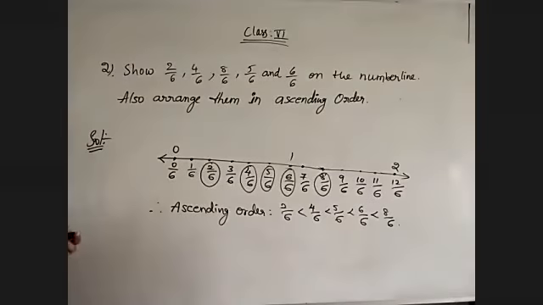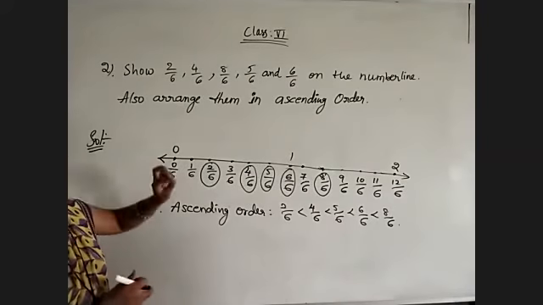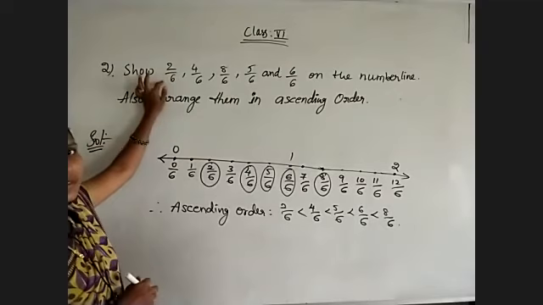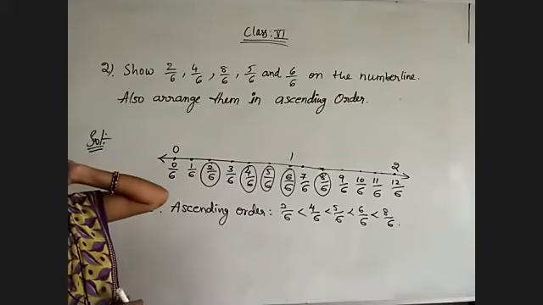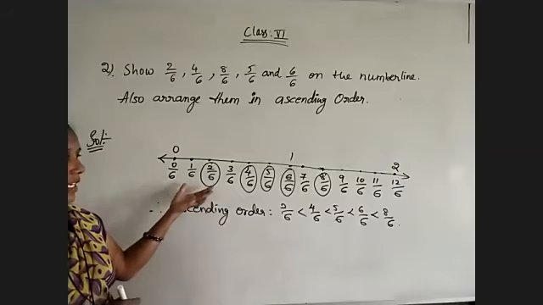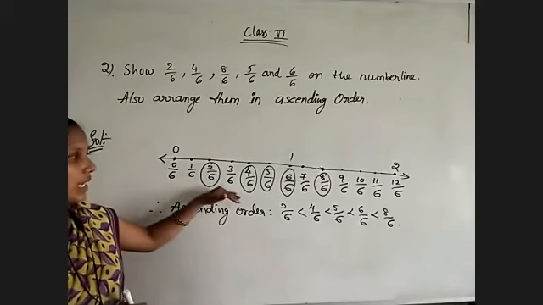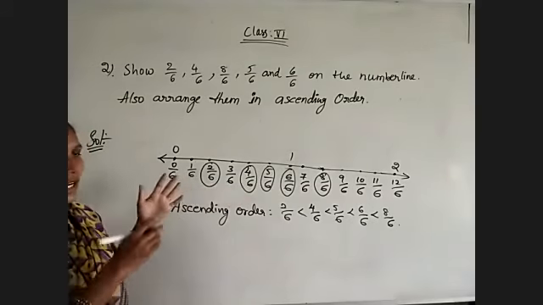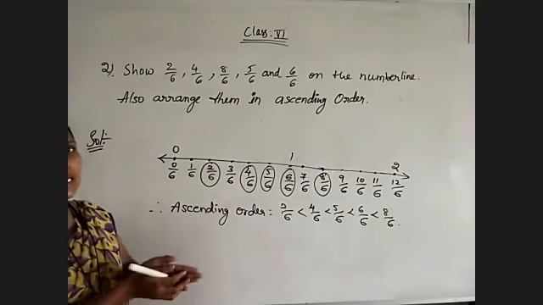Once again, observe how we are representing the fractions on the number line. Actually, for one fraction, we need to represent one number line. But here, all fractions are having the same denominator. That's why in a single number line, we are getting every fraction. And how we are arranging them in ascending order. If you are writing them on the number line, those are in ascending order only.